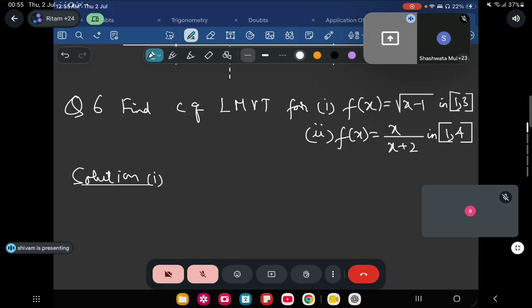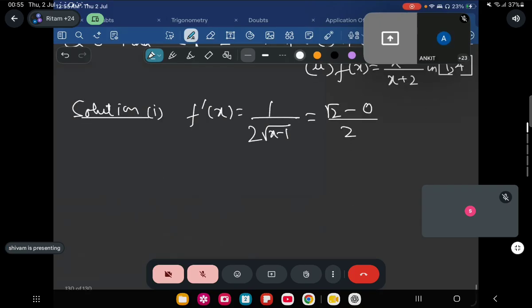These are easy only, everyone. Quickly solve. Okay, first one, let me solve. See, what is f dash x? F dash x will be equal to 1 by 2 root over x minus 1. This should be equal to f of b minus f of a upon b minus a, that is root 2 minus 0 upon 3 minus 1, that is root 2 by 2. Tell me, Ankit, are you getting?